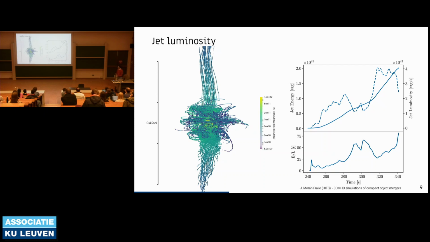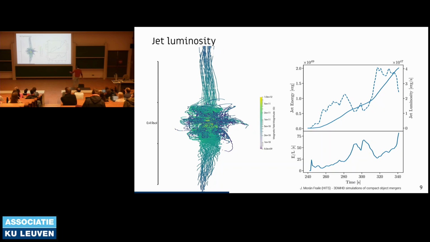So if we analyze the structure of the jet, for example, we can just look at the magnetic field lines. This is a 3D rendering of the magnetic field lines in the jet. You can see how the magnetic field coils around the neutron star following the accretion disk and then gets launched through the jet. We can also measure the estimated luminosity of the jet.